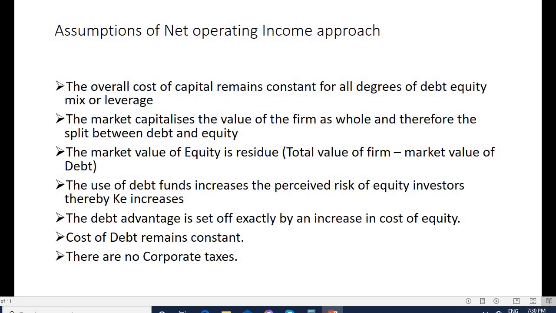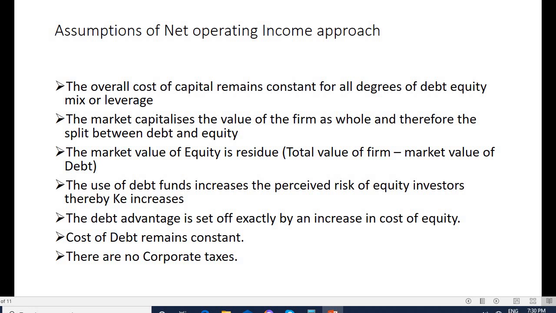So what are the assumptions of the net operating income approach? First, the overall cost of capital remains constant, fixed for all degrees of debt, whether it is 25%, 50% or 75% of debt. Next, the market capitalizes the value of the firm as a whole, and therefore the split between debt and equity is not as important. The value of the firm is found by capitalizing the NOI by the overall cost of capital.